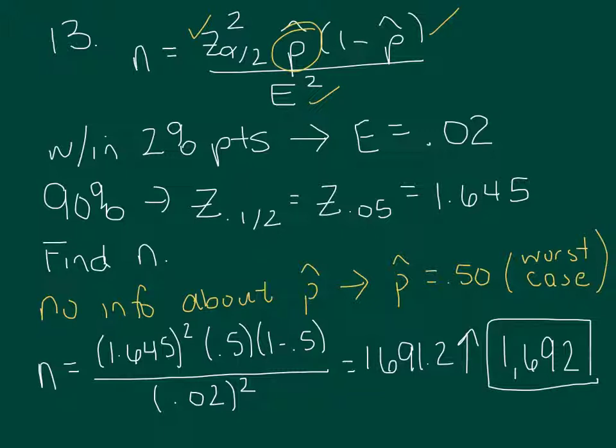Always round up to be conservative. Make sure that you did take enough people to get the margin of error that you're interested in. So that's really all these problems are, is a straight formula calculation. Just make sure you use the right formula in the right situation. If you're talking about means, you're going to use the mean formula. If you're talking about proportions, you're going to use the proportions formula that we just used for this problem.